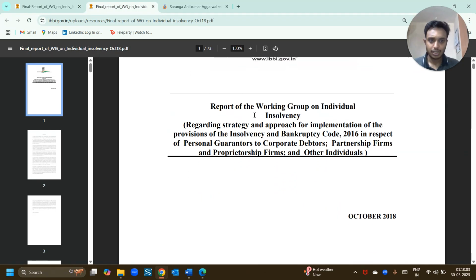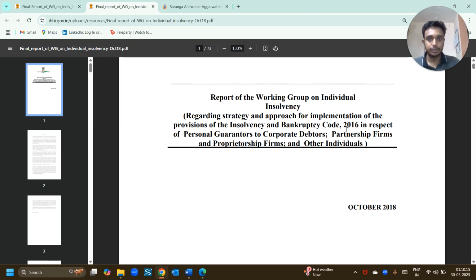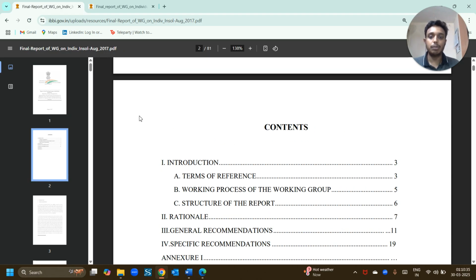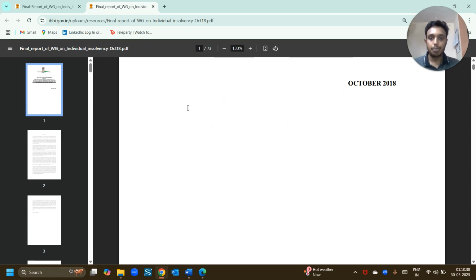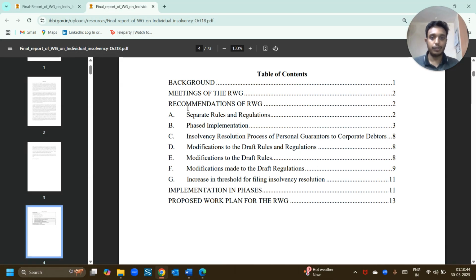Subsequently, another report was published in October 2018, which deals with strategy and approach for implementation of the IBC in respect of personal guarantors to corporate debtors, partnership firms and proprietorship firms and other individuals. If you go through these two documents in a comprehensive manner, you will have a very holistic understanding of the personal guarantee and individual resolution process which has been envisaged under the code. The reports are in fact so comprehensive, you will also see how and why they are much better than what used to exist in India prior to the IBC, including these chapters that we have discussed.